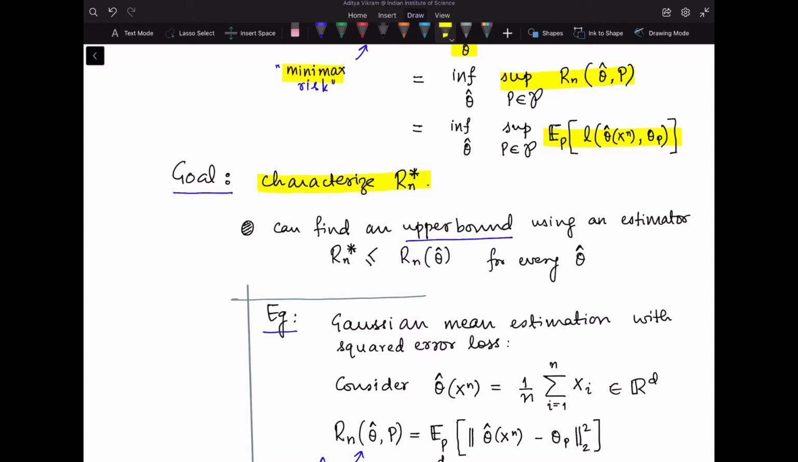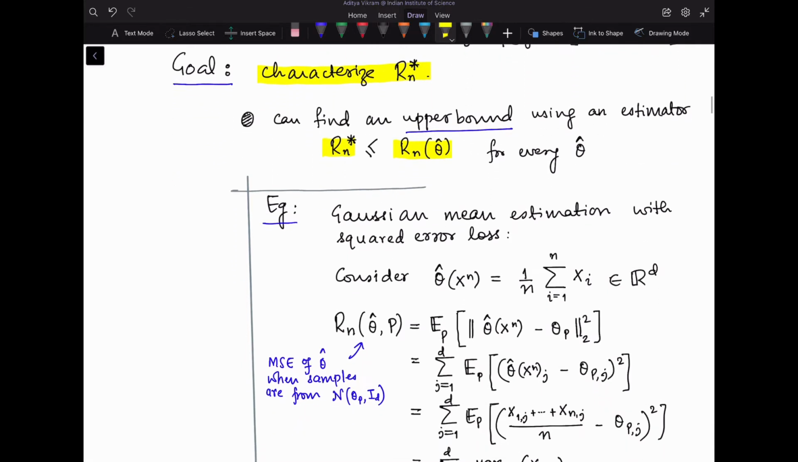Okay, this will be an upper bound because Rn star can be thought of as the performance of the best estimator. So any estimator you take, its worst case risk Rn theta hat would be at least Rn star. So there is an upper bound for Rn star corresponding to every theta hat. Okay, so for example, let's look at the Gaussian mean estimation and let's see what the worst case risk is for the empirical mean estimator.